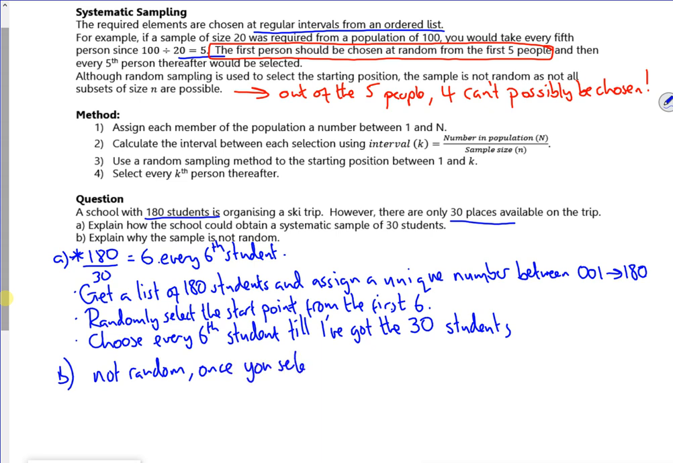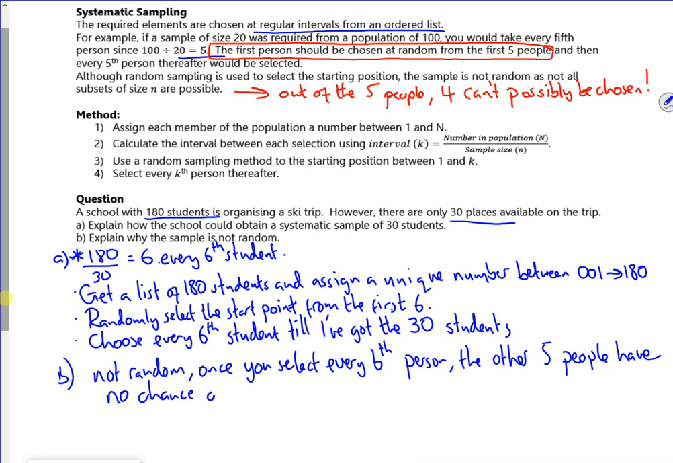Once you select every sixth person, the other five people have no chance of being selected there. There we go.